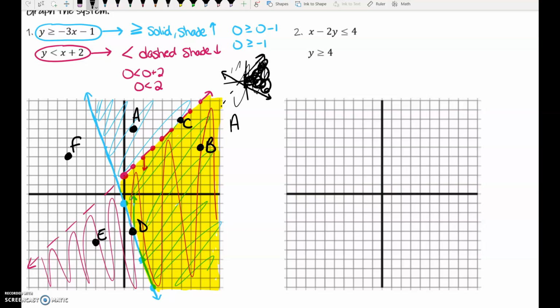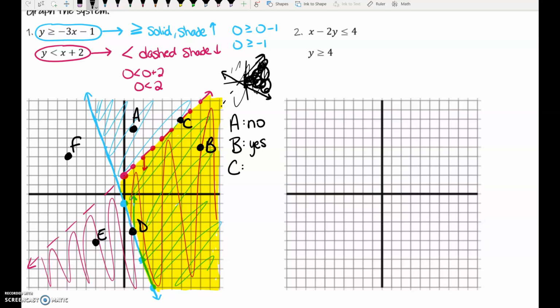Okay, is point A a solution to the system? Why not? It's only shaded by one of the inequalities, not by both of them. How about point B? Yes, absolutely. If I were to take this point, which I think is 8, 5, and plug 8, 5 into both of these inequalities, it would create a true statement in both inequalities. This graph just shows us a whole bunch of points that would meet that requirement.